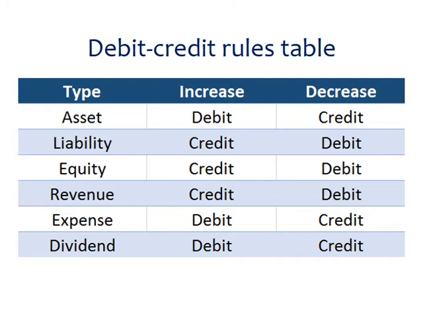Here is the debit credit rules table. We see all the different account types listed in the first column. Account types are asset, liability, equity, revenue, expense, and dividend. Whether a debit or credit is needed to increase the account is listed in the next column, while what is needed to decrease that type of account is in the last column. We are going to go through an example of using this 4-step process to do journal entries and determine whether something should be debited or credited.